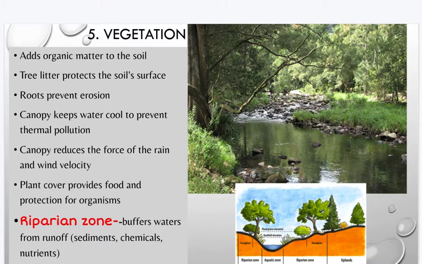Tree canopies keep water cool. Some fish like cold water, some fish like warmer water. If you have a lot of trees in your riparian zone, that stream tends to be cooler than water exposed to sunlight because, obviously. The canopy also serves as a physical barrier between rain and wind hitting the ground, so that's another way to protect your soil from erosion. And then the presence of plant cover provides habitat for critters.